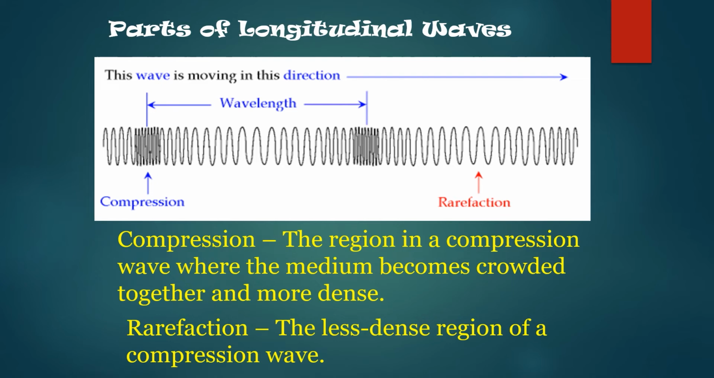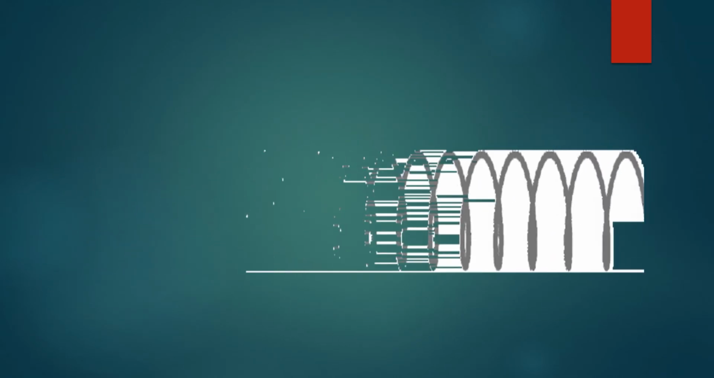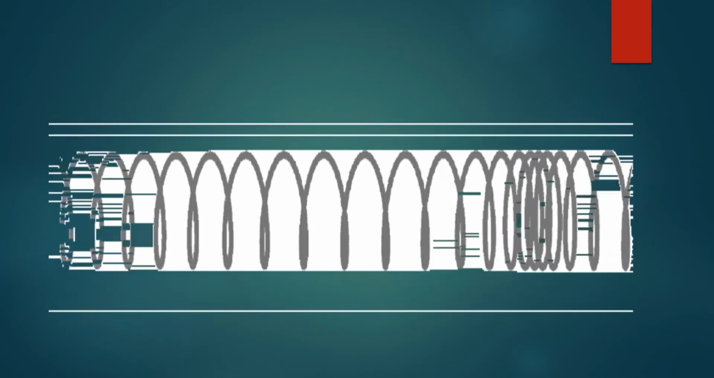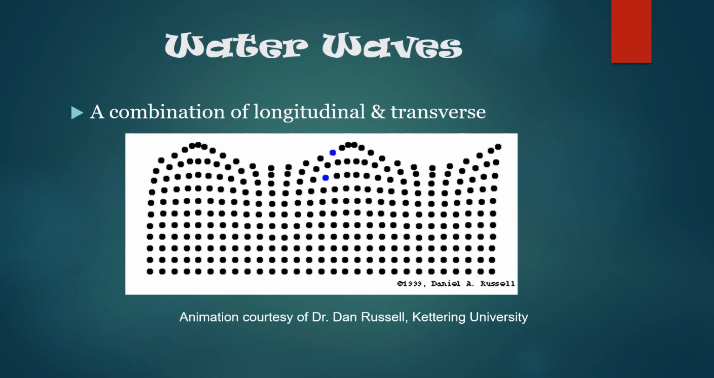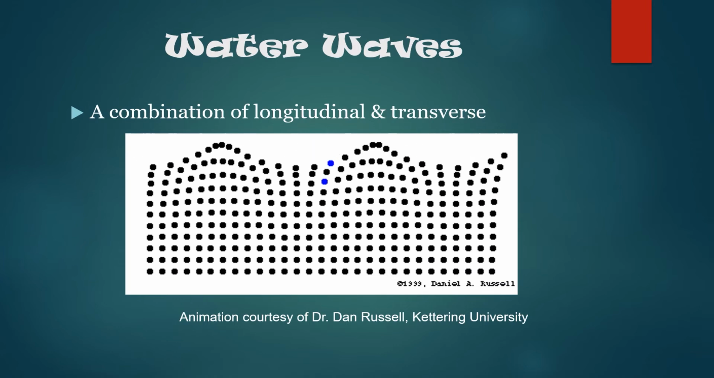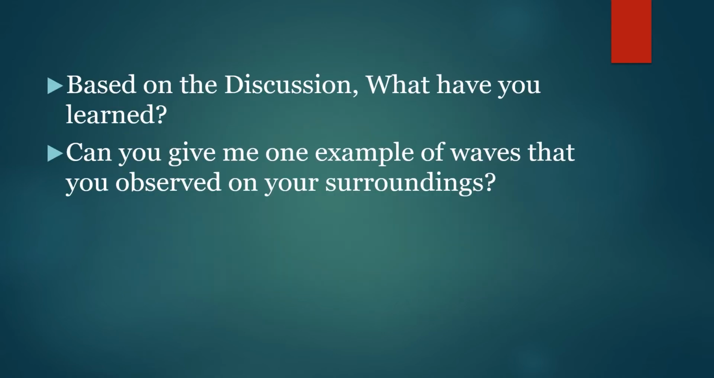First, compression, the region in a compression wave where the medium becomes crowded together and more dense. Rarefaction, the less dense region of a compression wave. The closer the waves are, you can barely see their compression. The farther away they are, you can see the rarefaction of waves. Water waves are a combination of longitudinal waves and transverse waves.